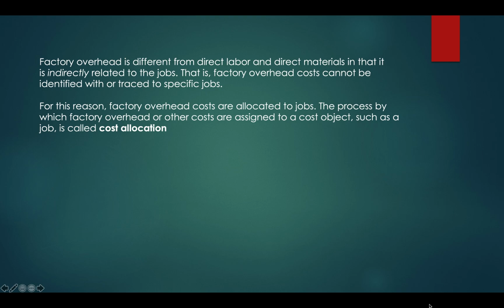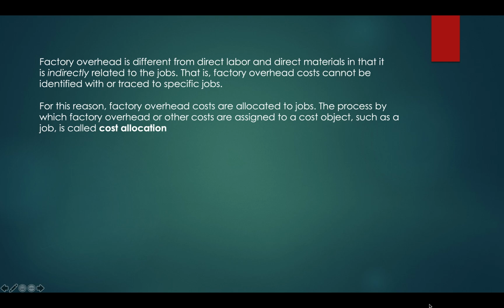However, factory overhead is different from direct labor and direct materials in that it is indirectly related to the jobs. That is, factory overhead costs cannot be identified with or traced to a specific job. For this reason, we actually allocate the factory overhead costs to jobs. The process by which factory overhead or other costs are assigned to a particular job, known as a cost object, is called cost allocation, right? Now that we've accumulated all of this factory overhead, we're going to allocate it to specific jobs. And the reason we have to do all of this is because of the nature of factory overhead. It cannot be directly traced to a particular job.